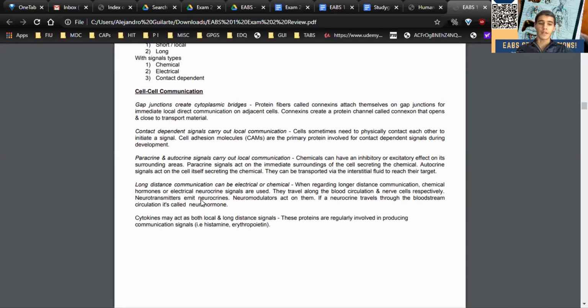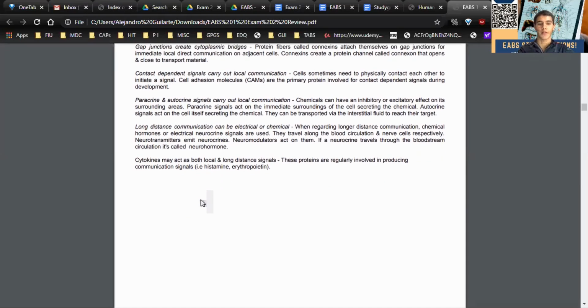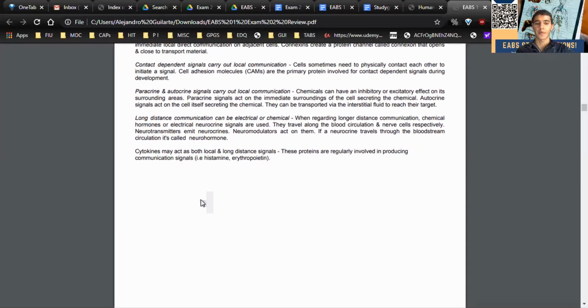If you're going longer distances, then you might want to consider electrical and chemical communications. These as well also travel through the bloodstream or through the nervous system, and particularly involve other components like the neuromodulators that influence the effect of it, neurocrines, which are hormones that travel in the bloodstream, and cytokines. Cytokines are important because they act as both short and long-term signals, such as histamine and erythropoietin.